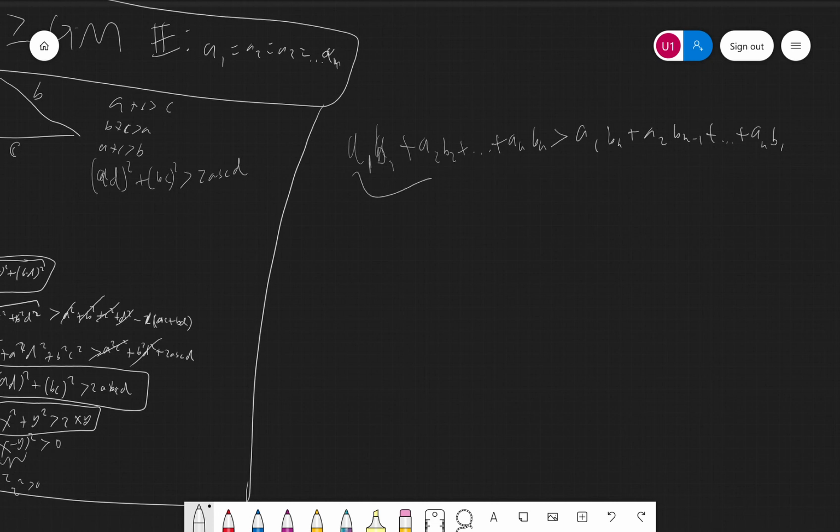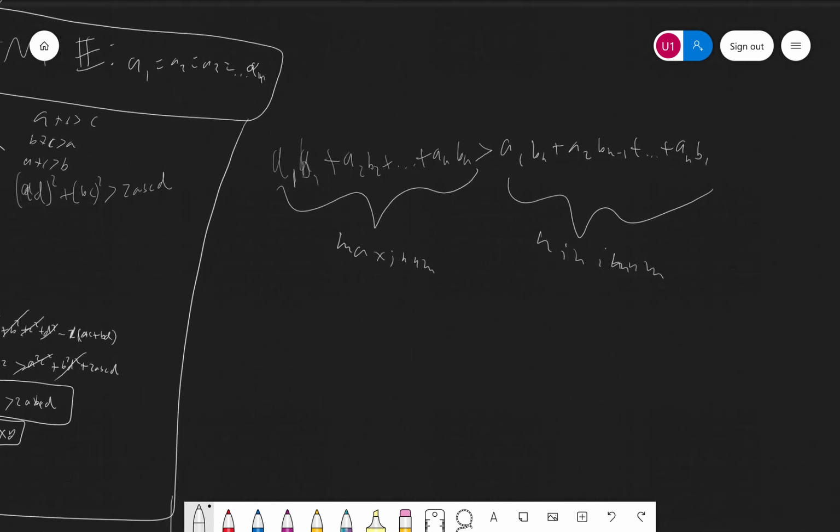And actually, in any combination of this type of form, this is always a maximum and this is always a minimum. And that's called the rearrangement inequality. You might be wondering, when am I going to use this one? You might use it a lot. You just need to be able to recognize it.